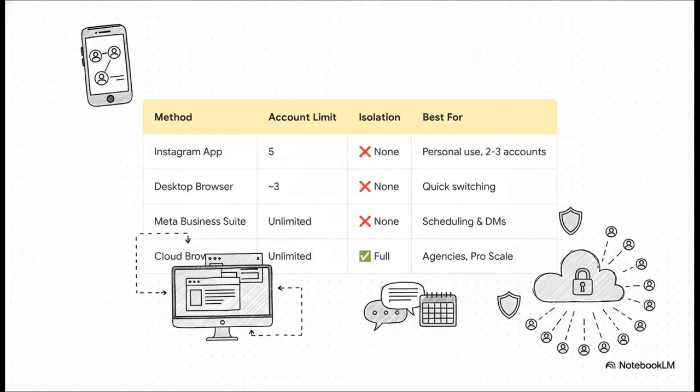As you can see, if you're just managing a couple of personal accounts, the app is totally fine. If you need serious scheduling and inbox management, Business Suite is your go-to. But the second you need real security and scale, just look at that isolation column. A cloud browser is the only way to go for agencies, e-commerce brands, and anyone operating at a professional level.